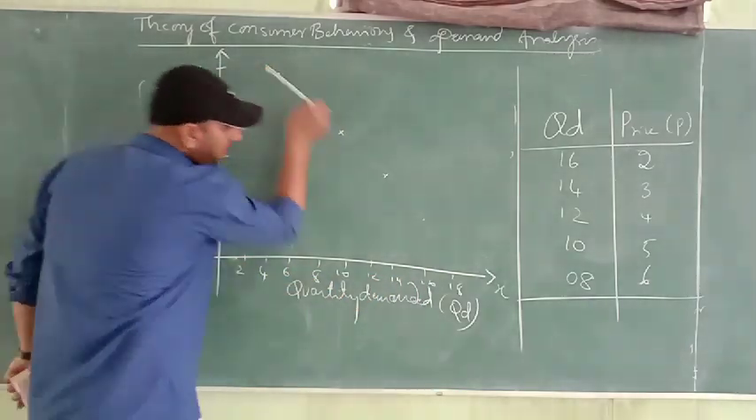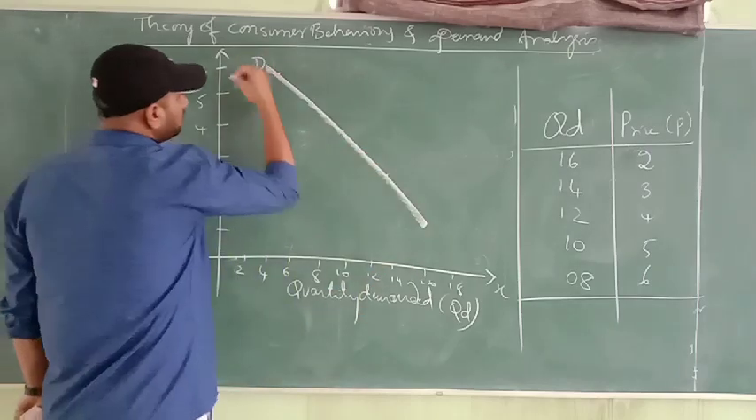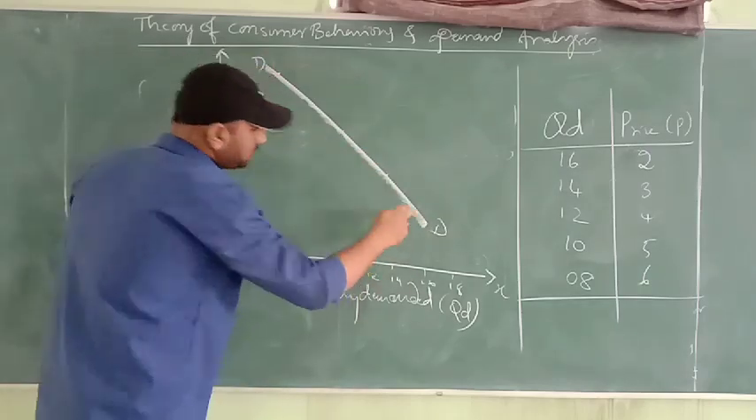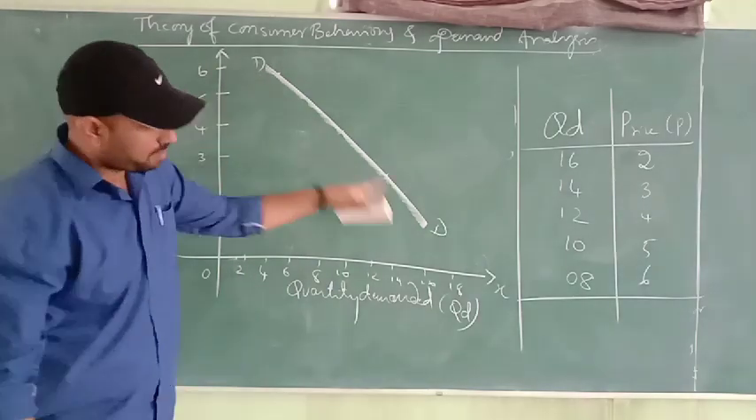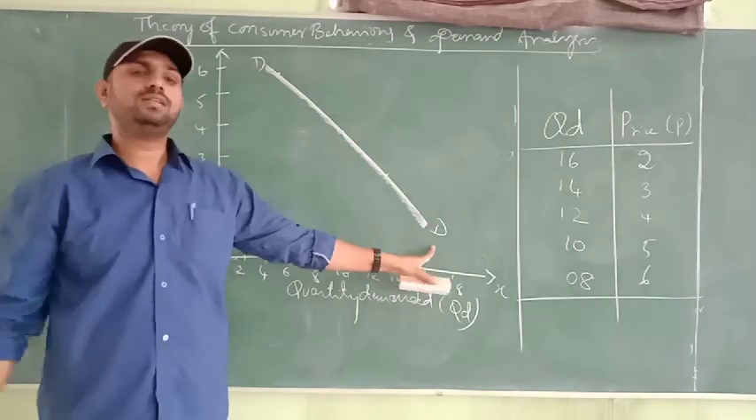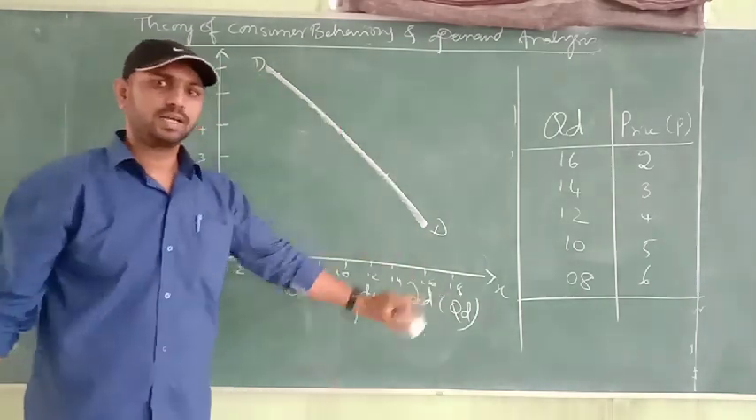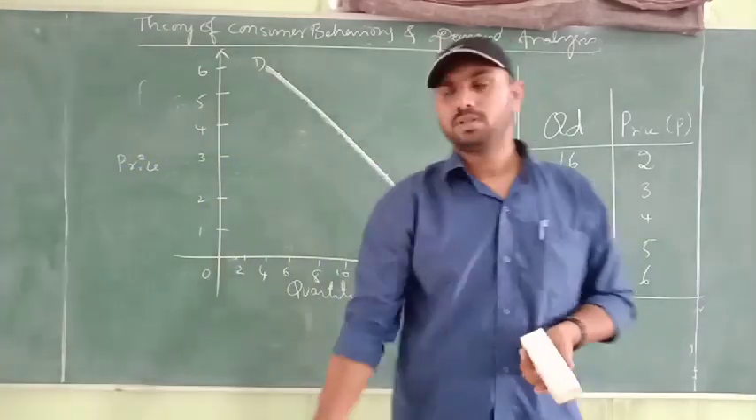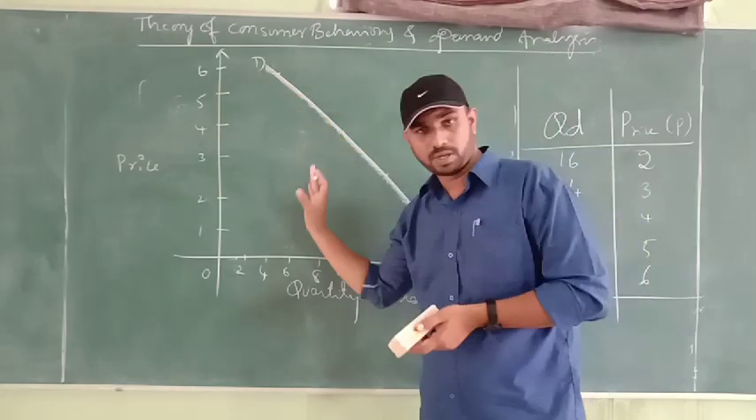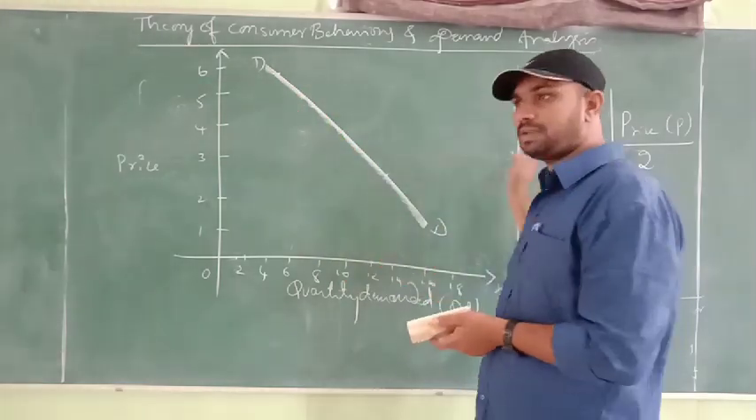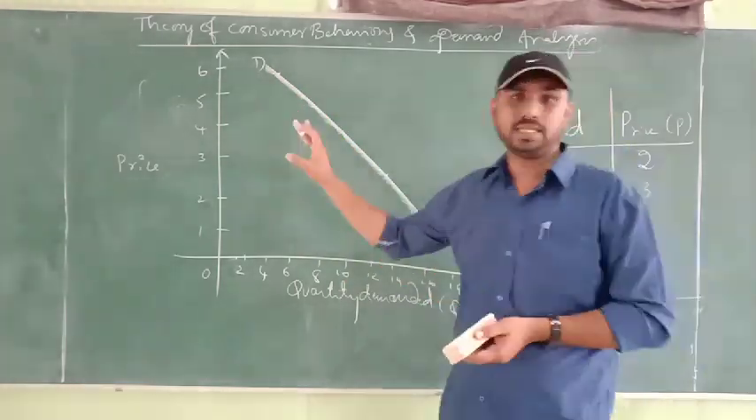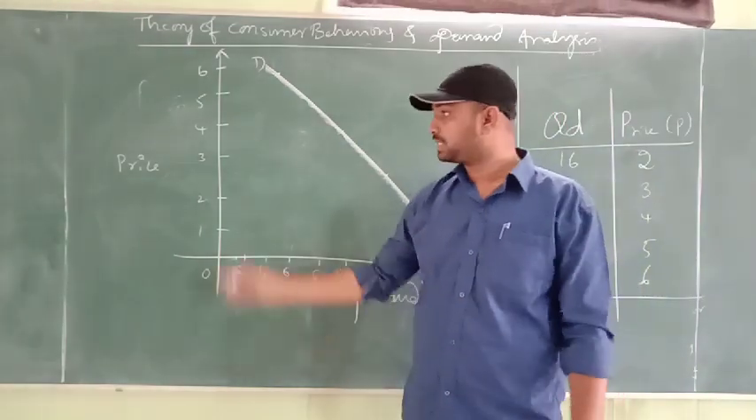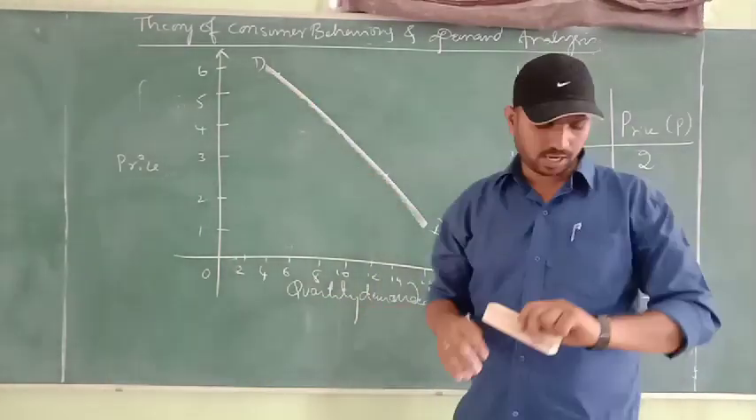Then when we draw this line, the demand curve will move from left to right downwards. This is the shape of the demand curve. D stands for demand curve. Are we clear? So the diagram of this demand curve is the explanation of this demand schedule, where the demand curve moves from left to right downwards.